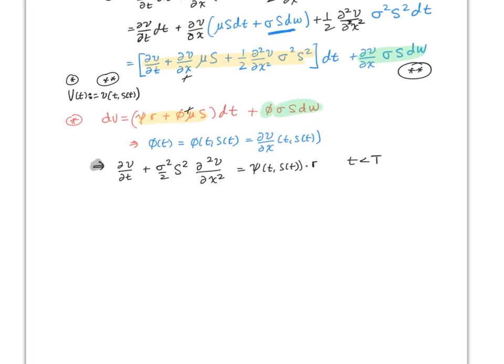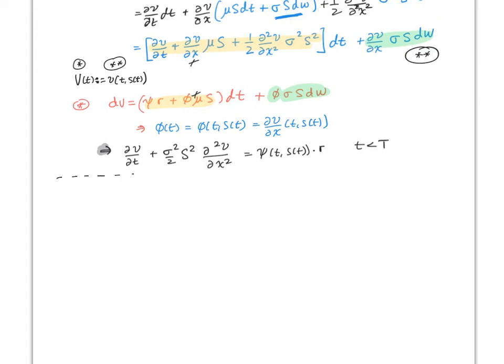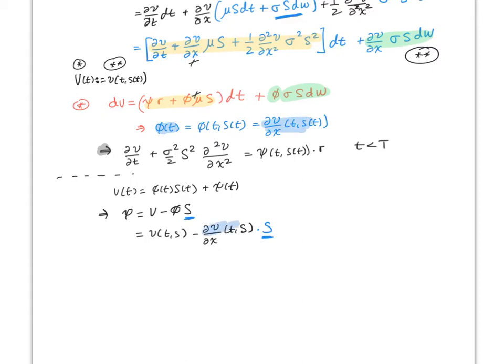Also, notice that by the definition we have right now, the capital B of t was equal to phi of t S of t plus psi of t. So therefore, this implies that psi of t is equal to B minus phi times S. But remember, B is the same thing as lowercase b of t, S. So it will be minus the partial of b with respect to x of t, S times S. So this S is equal to this S. And remember that phi of t was this. So that's how we get this part right here.